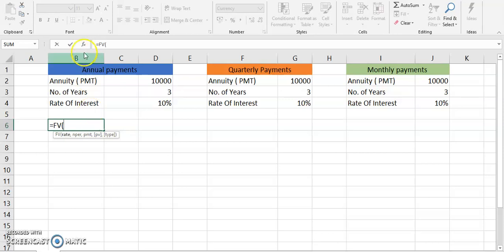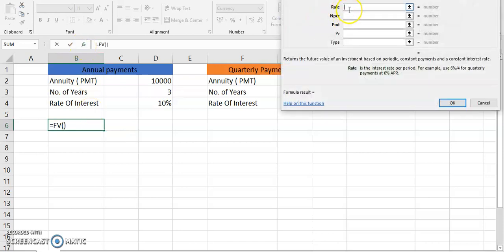Now I want to know how much I will receive at the end of the third year. Insert function, rate 10%, NPER, total number of payment periods. In this case, I have 3 years of payment periods because I am depositing every year for 3 years. PMT, what is the annuity amount? Annuity amount is 10,000. Since it's an outflow, place a negative sign before 10,000. As there is no single cash flow today, present value is 0 or you can leave it blank.